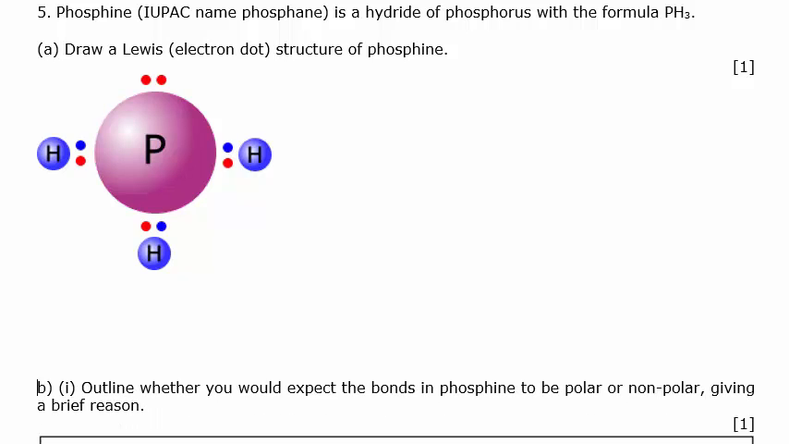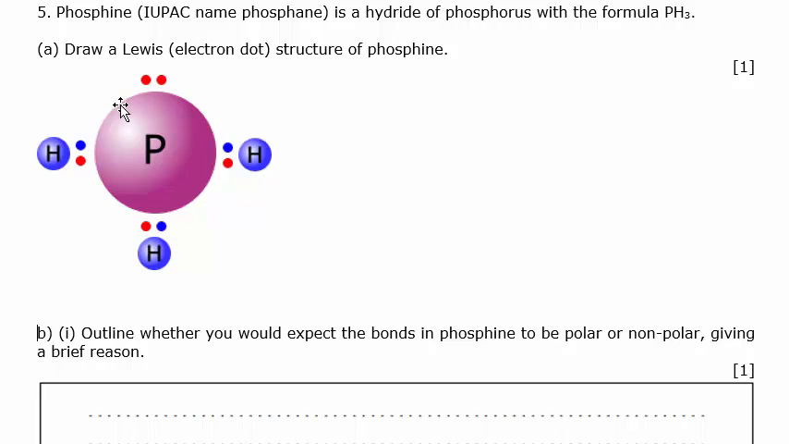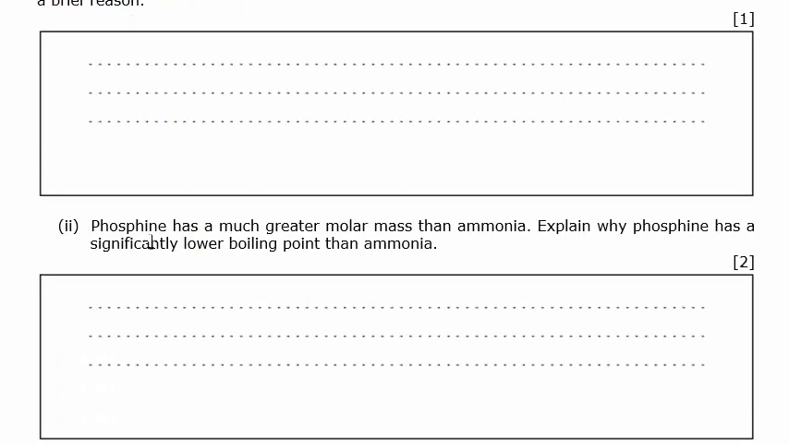Now how do you get there? Phosphorus is in group 5 or 15, so it has 5 electrons, these are the red ones. Each hydrogen provides 1 electron, the blue ones, so there are 4 electron domains, and only 3 of them are used for holding hydrogens.